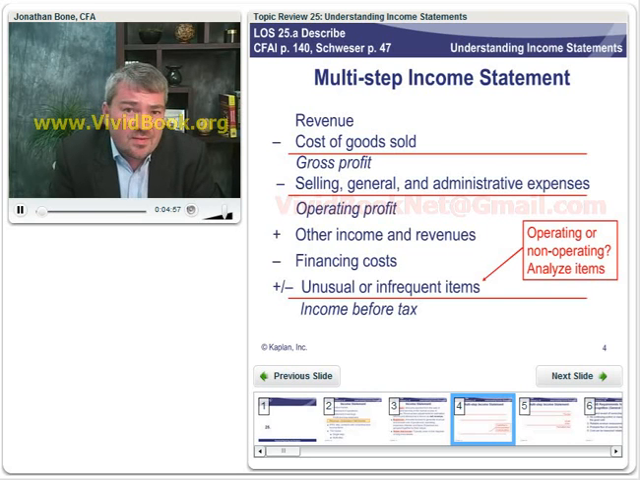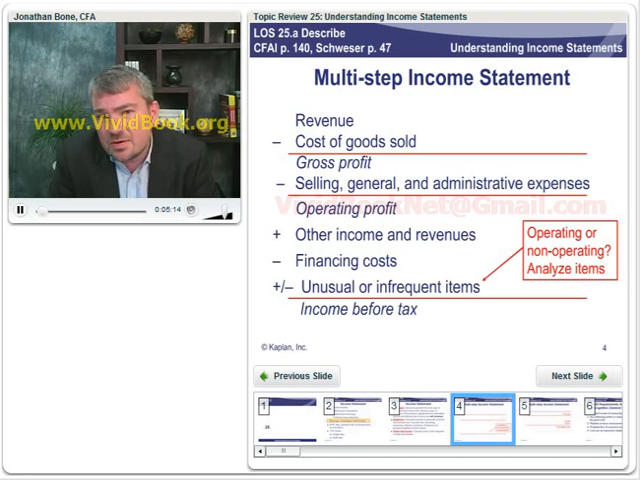Then you can see we've got financing costs, and this of course relates to our capital structure, and typically therefore it's the interest on bonds, it's the interest on loans that we have in order to finance the business. You may then see unusual or infrequent items, and we're going to define these in a little while.